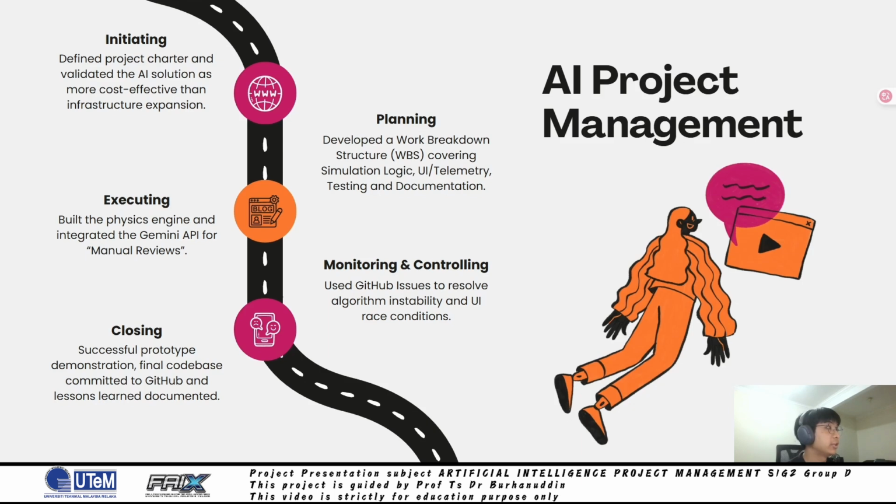The first step is initiating: define the project scope and validate the AI solution as more cost effective than infrastructure, as mentioned. The next step is planning: develop a work breakdown structure (WBS), covering simulation, logic, UI, testing, and documentation. Then the executing: build the physics engine and integrate the Gemini API for manual reviews.